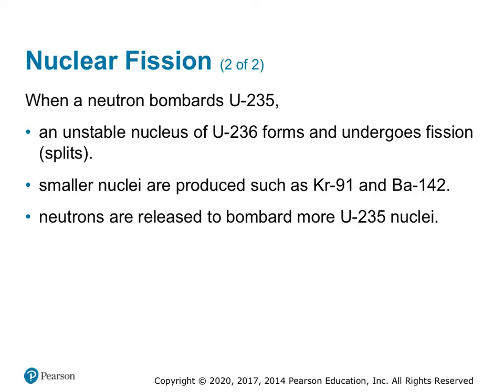In a nuclear fission reaction of uranium-235, a neutron bombards it and forms an unstable uranium-236 nucleus. And that uranium-236 nucleus is what undergoes the fission, or what splits. We get smaller nuclei produced, krypton-91 and barium-142, and then we get more neutrons released. Those more neutrons go on to bombard more uranium-235 nuclei.